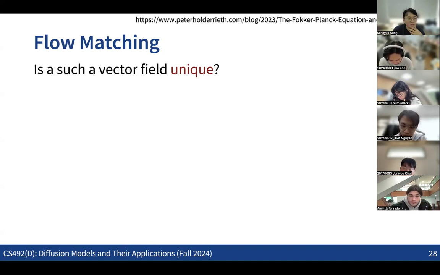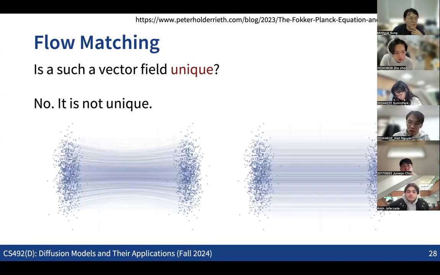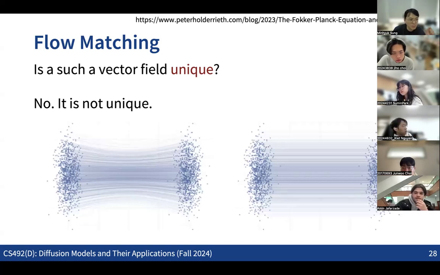Yeah, actually, obviously the answer is no. The vector field represents the flow from each point in the p0 distribution to each point in the p1 distribution. There can be lots of ways that we can draw the trajectory between these two points. And the correspondences can also change, right? So there can be multiple ways to make this kind of vector field.